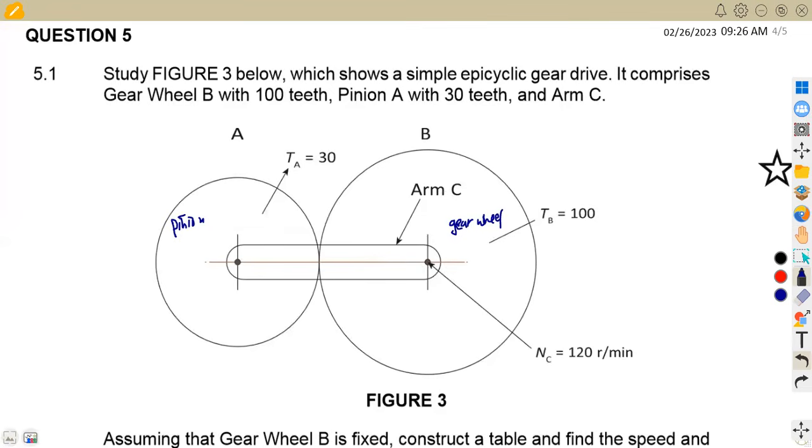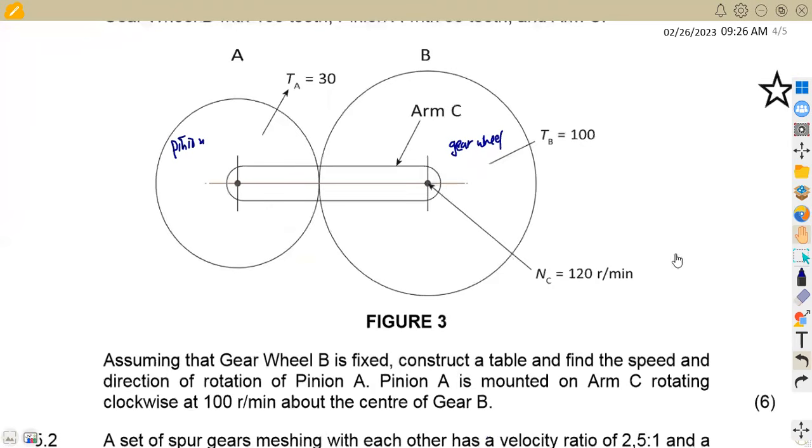So the question is, take note of how we attempt this one, assuming that gear wheel B is fixed. So the gear wheel here, B, is fixed. Construct a table and find the speed and direction of pinion A. Pinion A is mounted on arm C, rotating 100 revs per minute about the center of gear B.